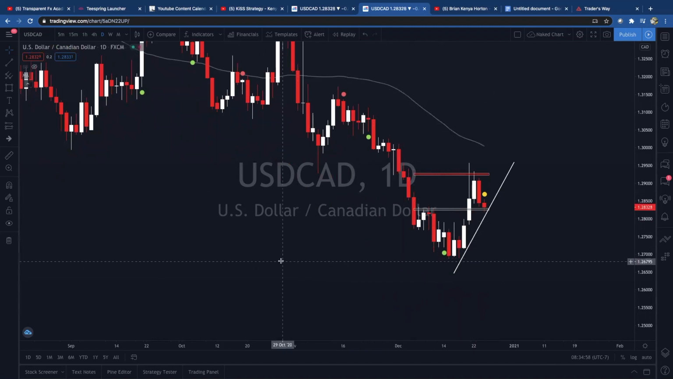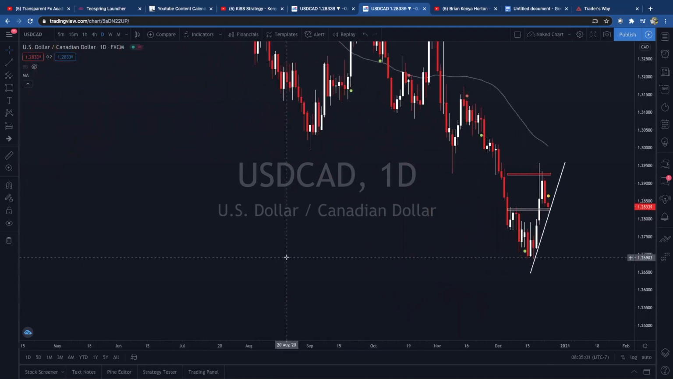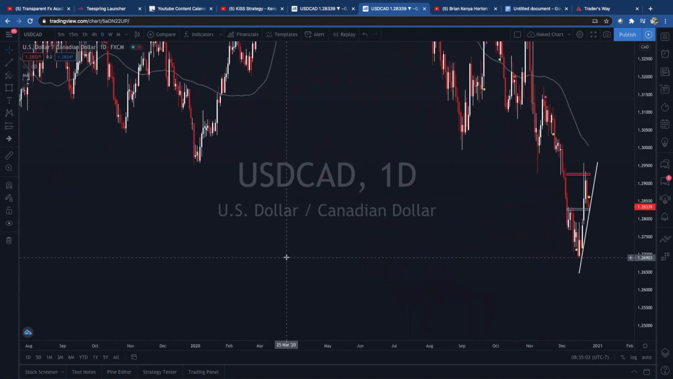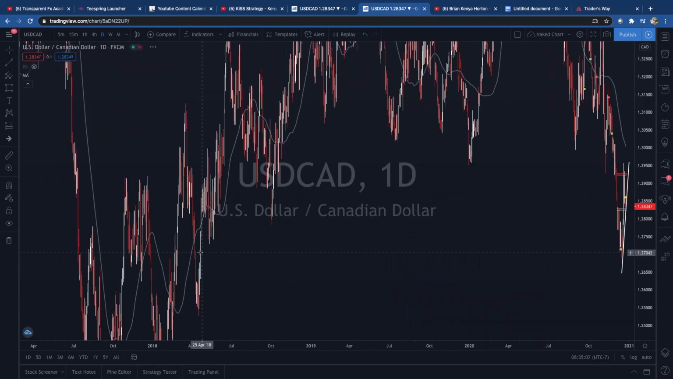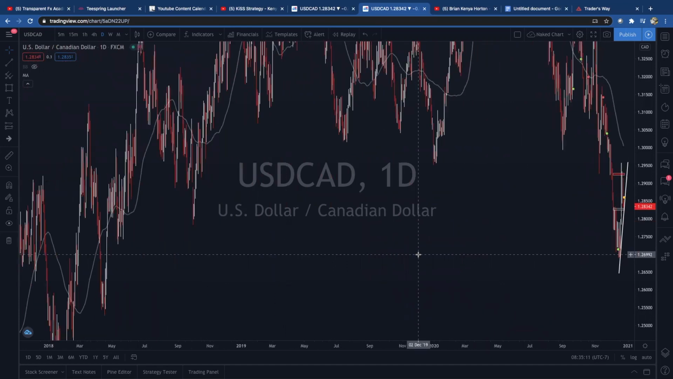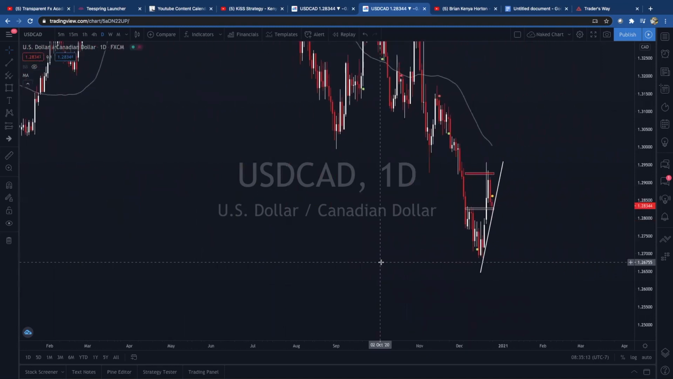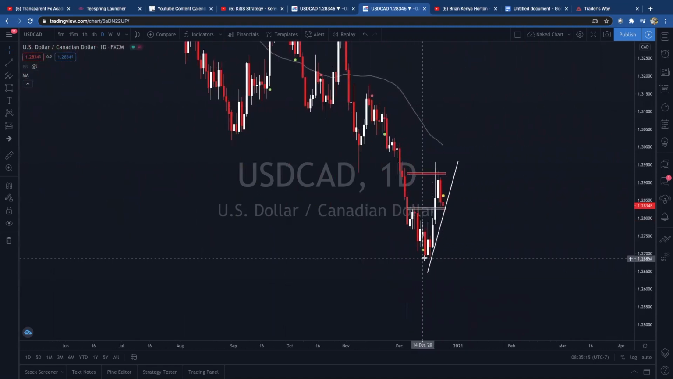Looking at this on the daily, I can scroll to the left and see the last time price was in this zone was back on April 20th of 2018. So this is a very powerful demand structure level that brought in some buying pressure eventually. And you can see this impulse move right here on the daily.